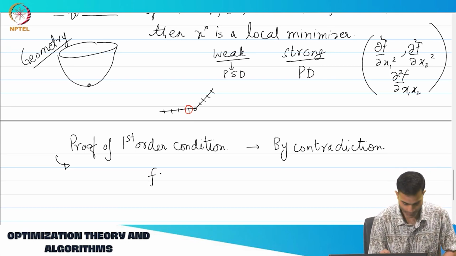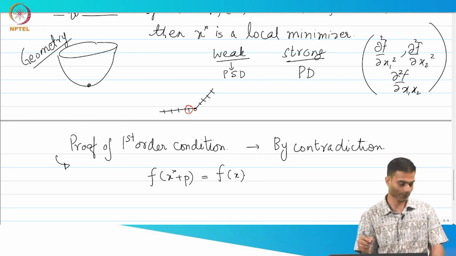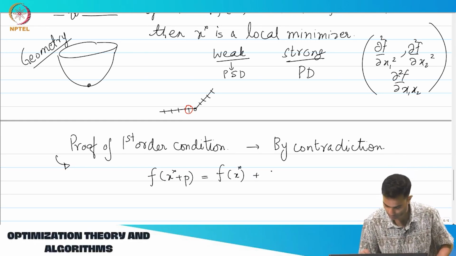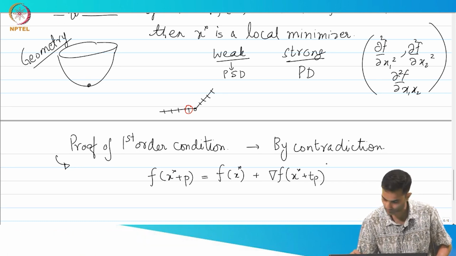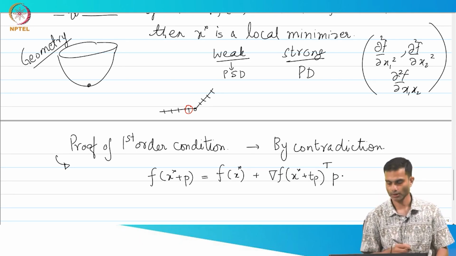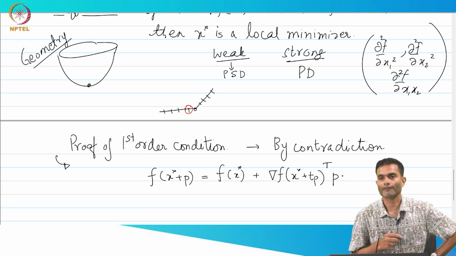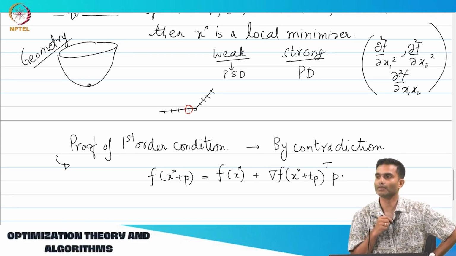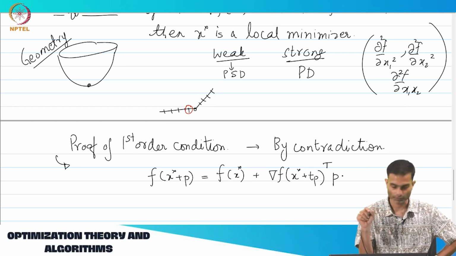So the intuition behind it is going to be the following before we go to contradiction. I'm going to write down the first order theorem which we will use. This is the first order theorem, and what are we trying to investigate? Whether or not x star is a minima of the function.